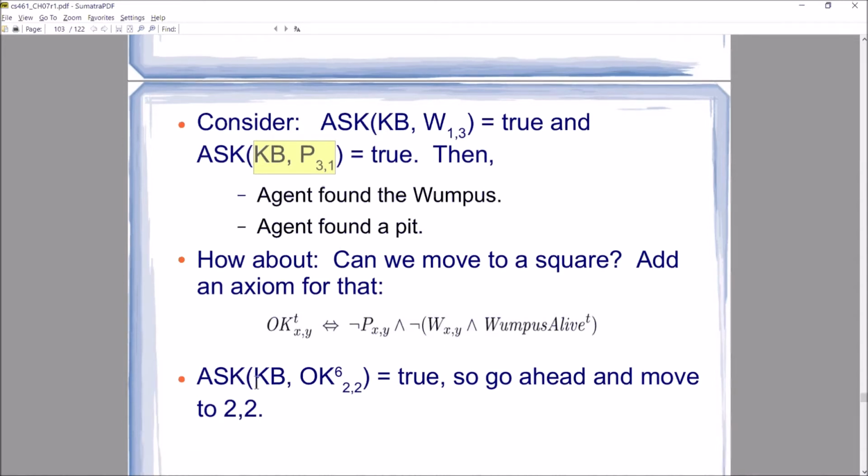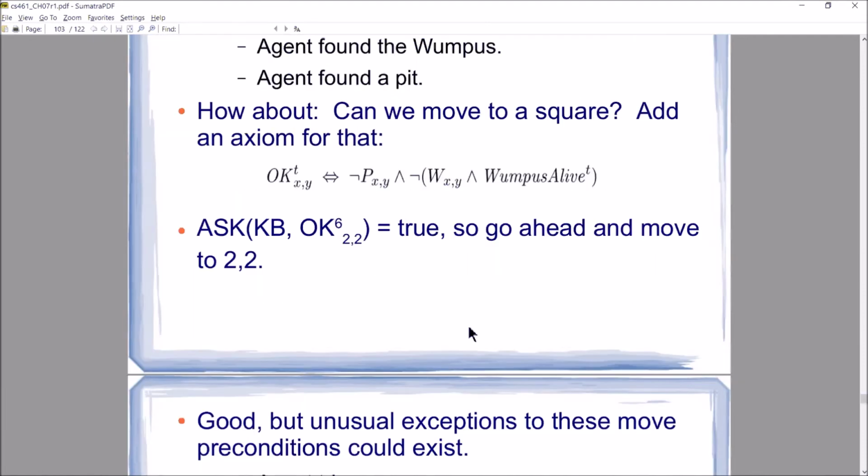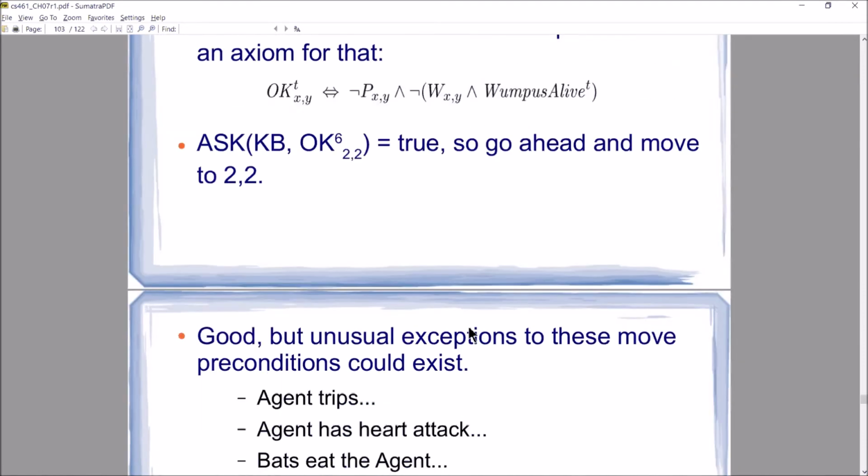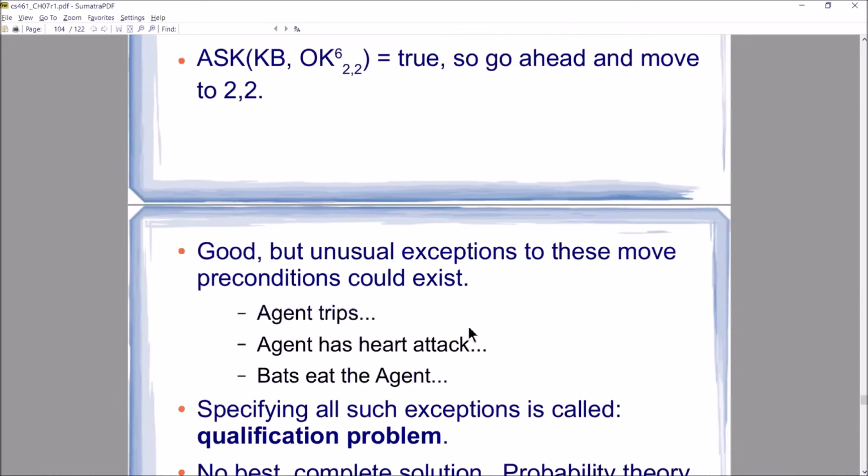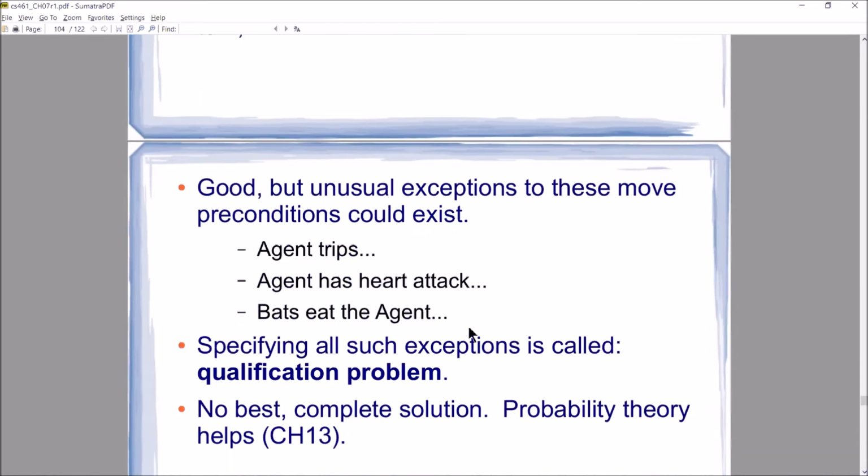So then you can ask the knowledge base, hey, is it okay on turn 6 to move into square 2, 2? If that evaluates to true, well, go ahead, move to square 2, 2. So the basics of the logic are there to get something working, right? But there are unusual exceptions that maybe you could add to the rules of the game, right?